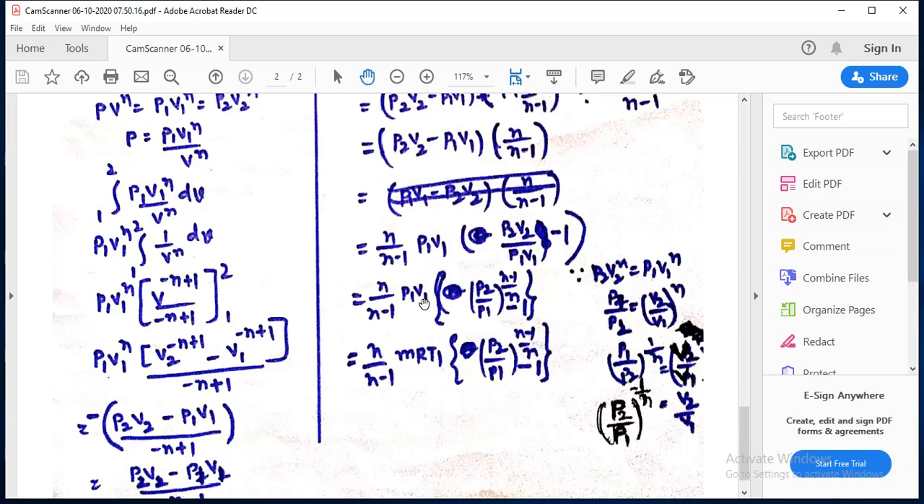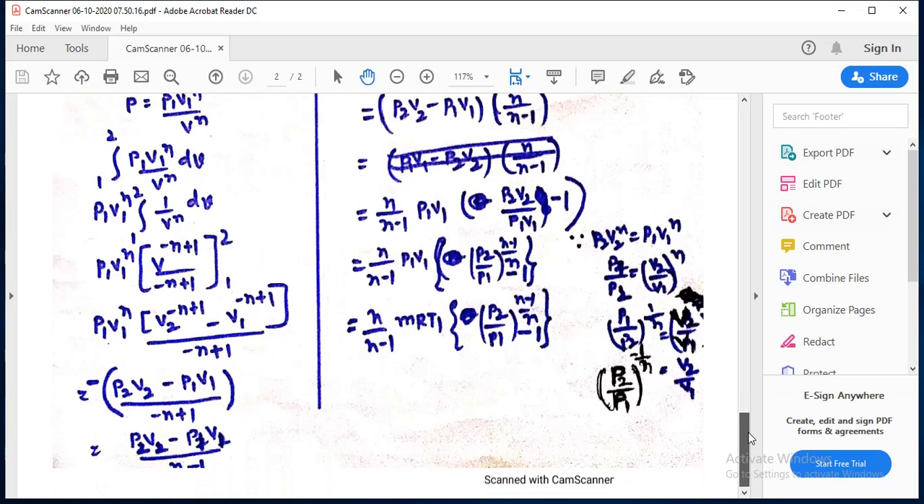So we know that P1 V1 is also equal to mRT1. Hence n divided by n minus 1 is equal to mRT1 into P2 by P1 whole to the power of n minus 1 divided by n minus 1. It gives the work done per cycle. That is, in one cycle, this much work is done by the compressor, that is the piston inside the cylinder, on the air. This is the expression for work done per cycle. This is for a single cylinder and without clearance volume.